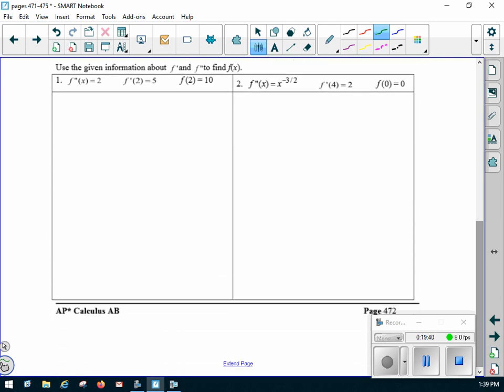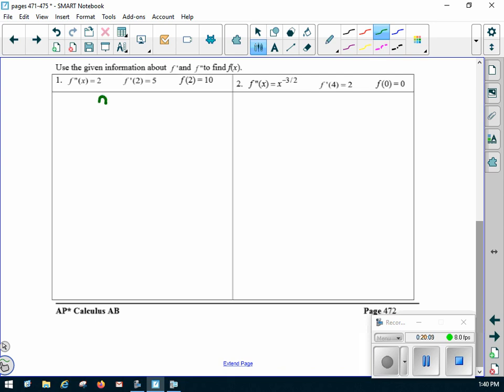Now let's take a look at this. My hands are cold. Use the given information about f prime and f double prime to find f. So we are told that f double prime of x is 2. We are told that f prime of 2 is 5, and we are told that f of 2 is 10. Now let me just show you how to work through one of these.